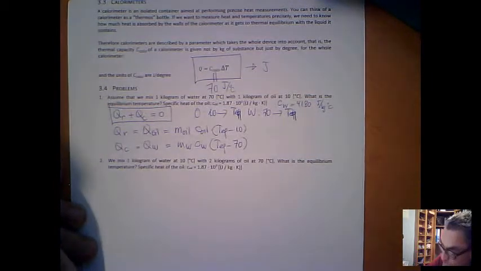I don't have enough space for this problem. What did I do when I wrote that?